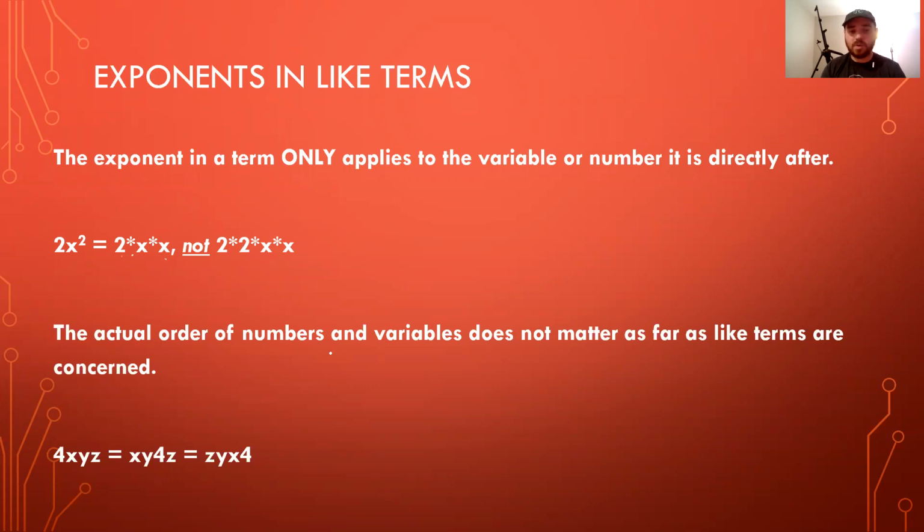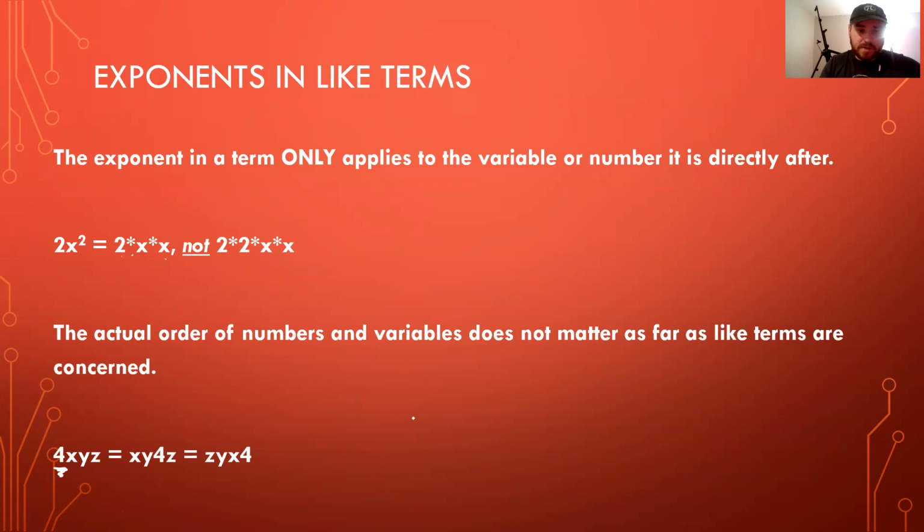Other than that, though, the actual order of numbers and variables doesn't matter as far as like terms are concerned. So I can have 4xyz or xy4z or zyx4. These are all perfectly fine. That being said, we almost always write numbers at the front of these expressions. It looks really weird when you start putting the letters in front. So just as a way of keeping things somewhat organized, we tend to put the numbers at the front, and tend to put things in alphabetical order, but it's not entirely necessary. And I even tested it in IXLs. You can put them in like this on those and it'll work just fine too.